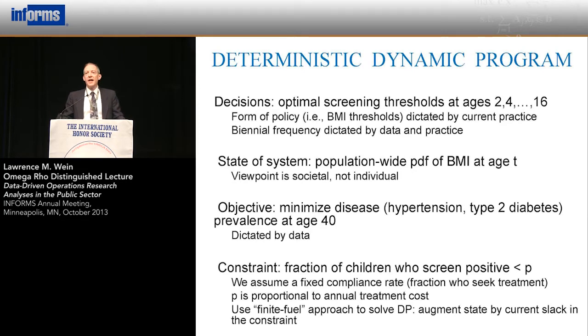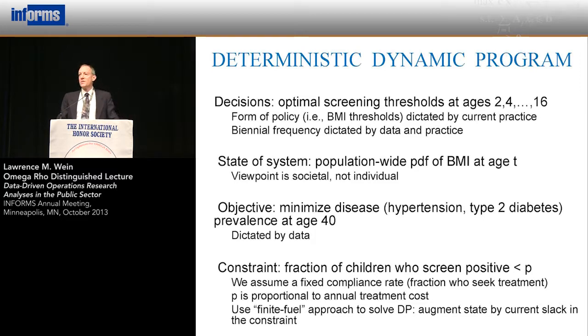So we're going to have a dynamic program here where the time stages are the age, starting at age 2 up to age 16. And the form of the policy we're going to focus on are BMI thresholds. So rather than always having it at the 95th percentile, we're going to choose optimal thresholds at each age. And the word deterministic in the title there is a little misleading because the state of the system is the population-wide probability density function of BMI. So it's an infinite dimensional state space.